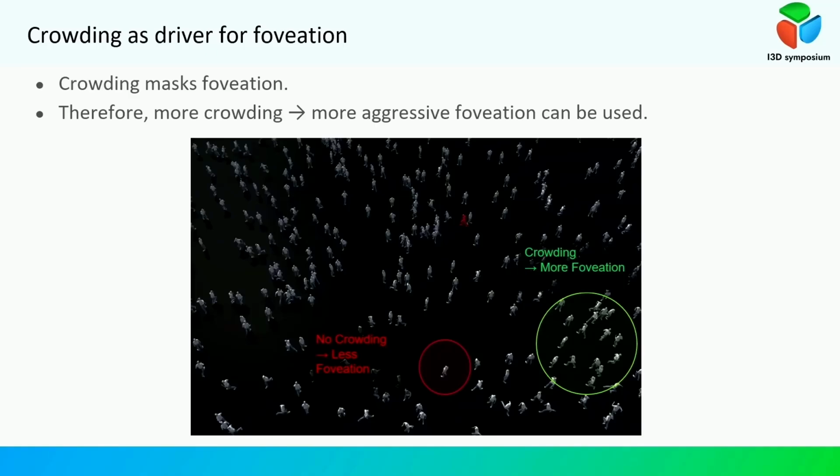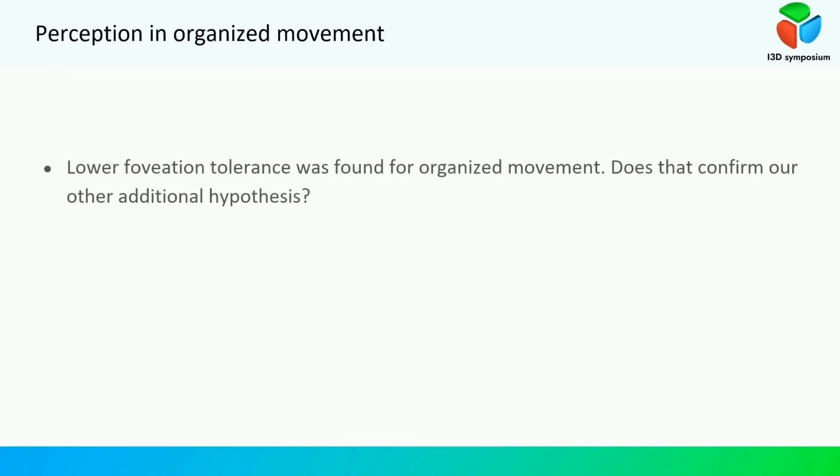Nevertheless, because we have now confirmed that crowding leads to better tolerance, we believe crowding itself can be used as a driver for foveation. That's to say, if we have no crowding in one specific area, there should be no foveation there. But if we have a lot of agents in one specific part, there should be much more foveation in that specific part.